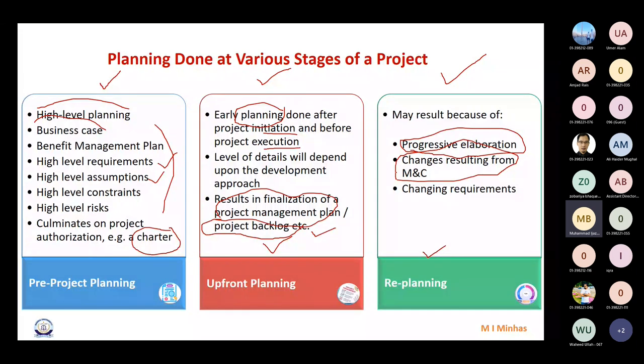If the variance goes outside the threshold limit, then we actually apply some corrective action, right? And that corrective action actually results in changes in the plan. So because of that, we need to replan things. Similarly, with changing requirements, the customer may request us to change their scope, our schedule, or the quality or something. So because of those changing requirements, obviously we need to replan certain things. So this was the overview about the planning that is done at various stages of a project, right?